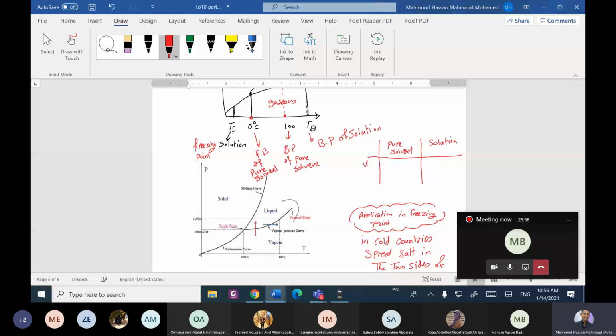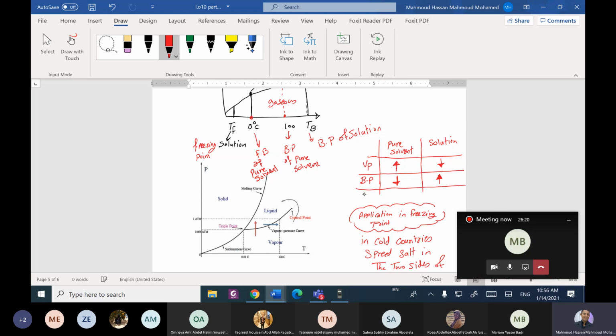if we talk about the vapor pressure, we will find the vapor pressure of the pure solvent is high, but the vapor pressure of the solution is decreased. For the boiling point, we will find the boiling point for the pure solvent is low, while the boiling point of the solution is high.